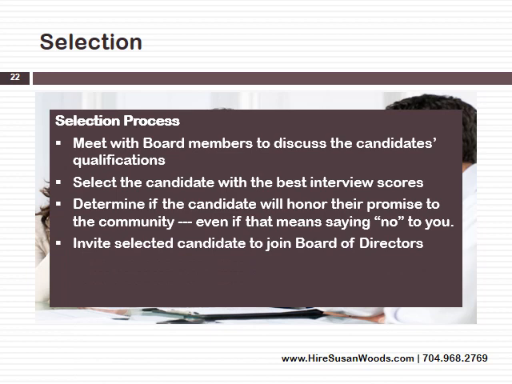Invite selected candidates to join the board of directors. If you select a candidate to join your board, you want to invite them to let them know that they have been selected. Confirm their acceptance. Make sure that they have accepted their position, because there may be a period of time between the interview and the selection process, and during that time they may have moved on to something else or lost interest. So make sure you confirm that they do accept the assignment on the board. Then, if they accept, you want to send an orientation invitation.